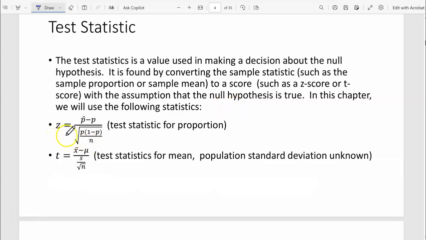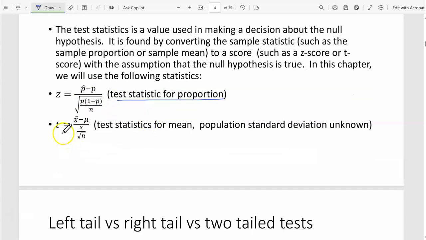So if we're looking at a Z, we're testing the statistic for a proportion. Test the claim that the majority of people own credit cards. That would be the example of a proportion. We're going to have p hat minus p over the square root of p times 1 minus p over n. N is how many items are in your sample. P is what we're testing. P hat is the sample proportion. T, we're testing the claim about a population mean with the standard deviation unknown. So it's x bar minus the mean, that's what we're testing, over the sample standard deviation divided by the square root of n.